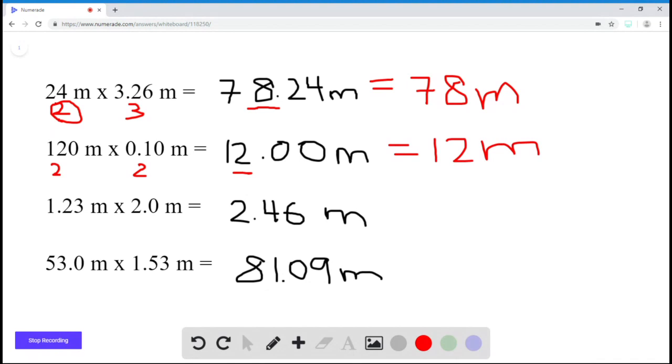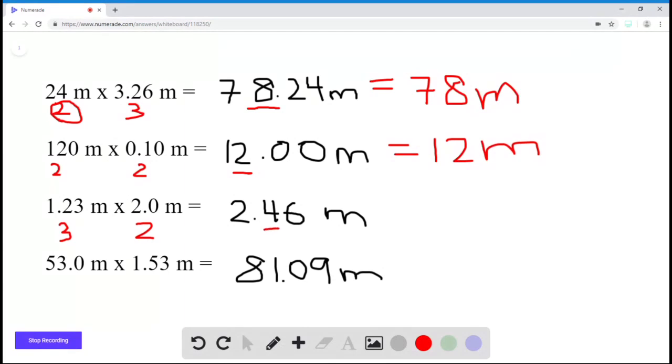For the third one, 1.23, because they're all non-zero values, has 3 significant figures. 2.0 has 2 significant figures, because anytime you have a 0 to the right of the decimal point, it does count as a significant figure. So you would have to round this 4 based on the values after it. 6 is greater than 5, so you would round the 4 up to 5. So you would have 2.5 meters.